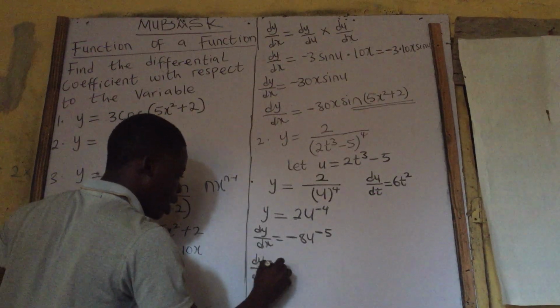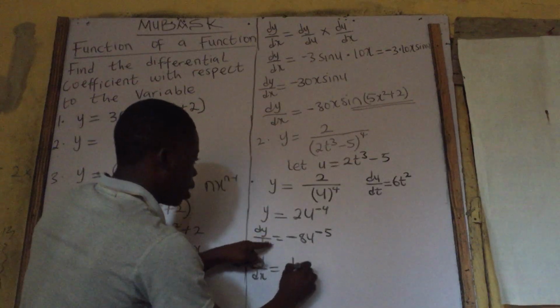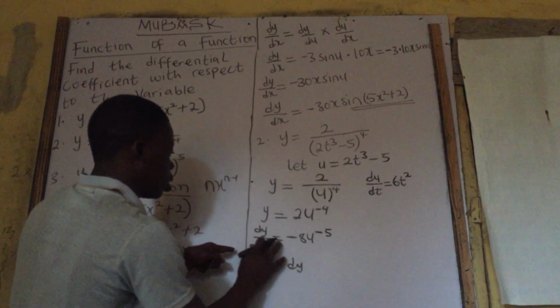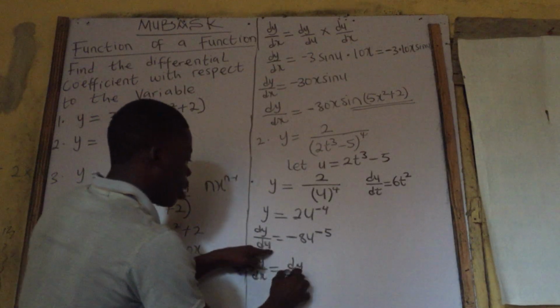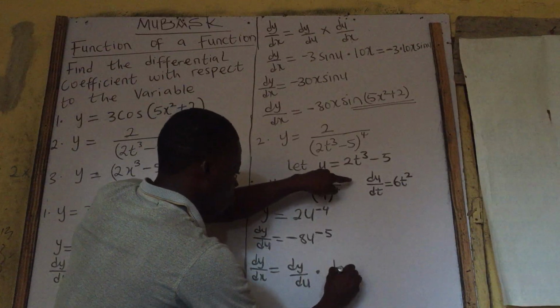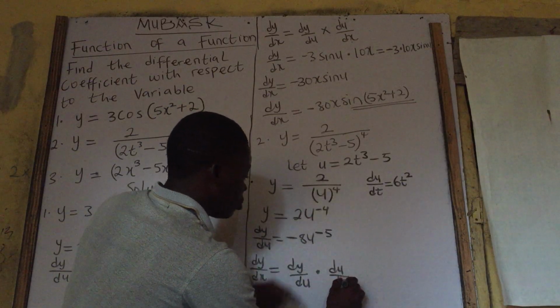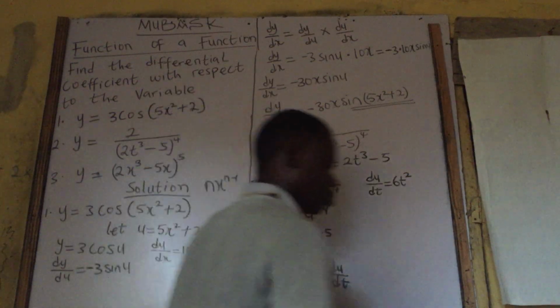dy over dx equals what? Sorry, yes, du is du. dy over du multiplied by what? du over dt. I can multiply it together now.